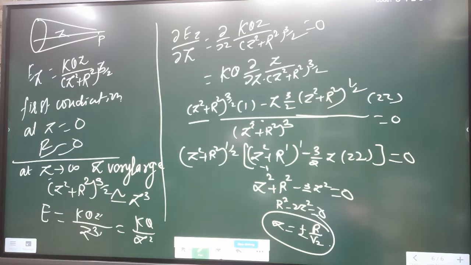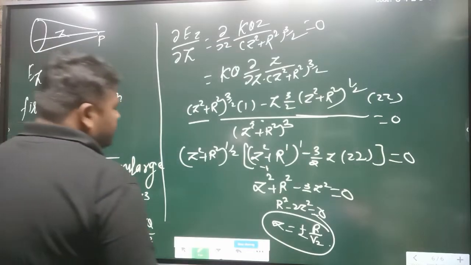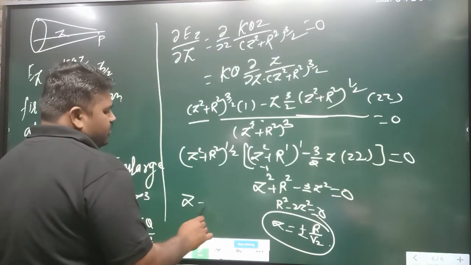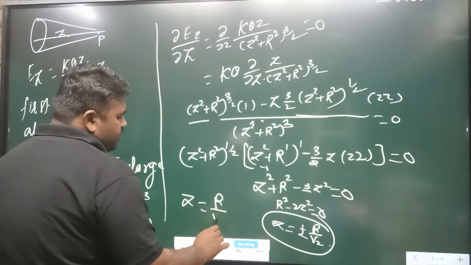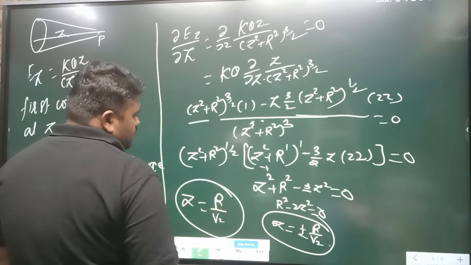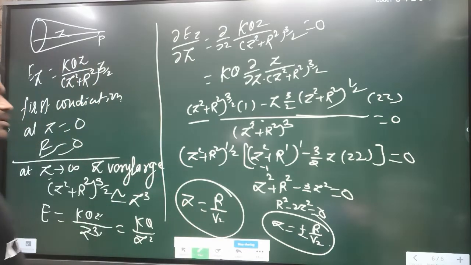Sir, root 2 will come, right? R by plus or minus? Z is equal to R by root 2, so don't take minus, yes or no? Because distance is never negative. Here it is simply R upon root 2. At this value we are getting the electric field as a maximum.